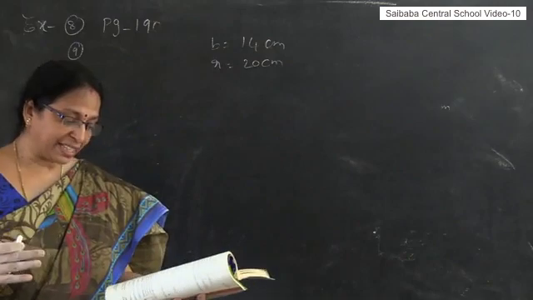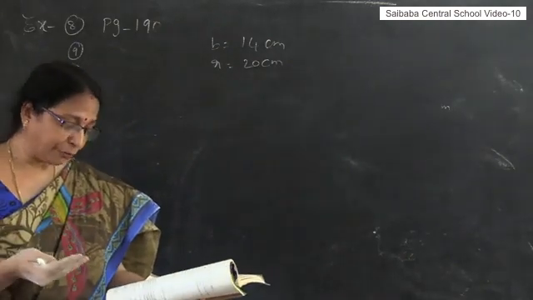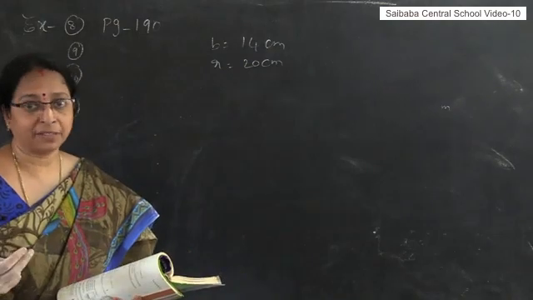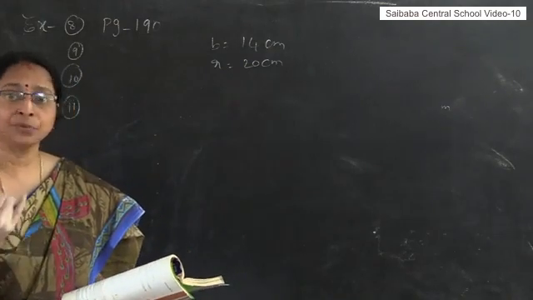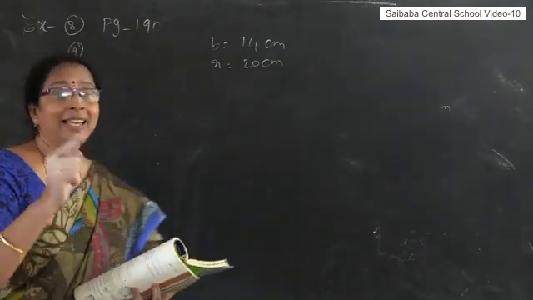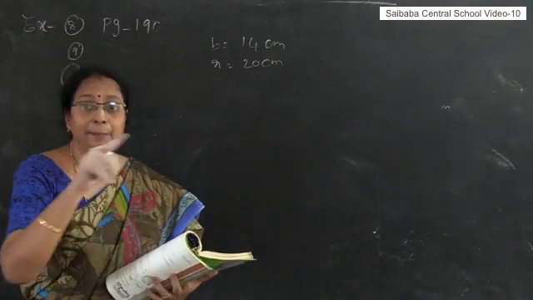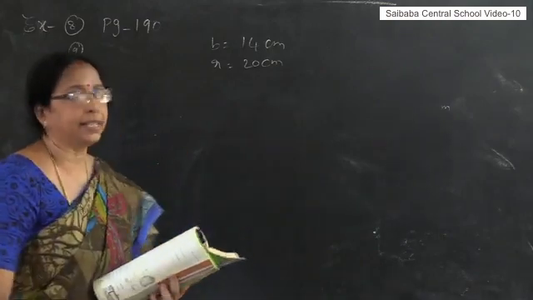Find the volume of the cylinder. So we have to find volume of the cylinder. What is the volume of the cylinder formula? Already I told, pi r square h. We are having radius, we are having height. So find out volume of the cylinder. See here, height is not given directly, but it is given like a breadth. That breadth becomes the height of the cylinder.